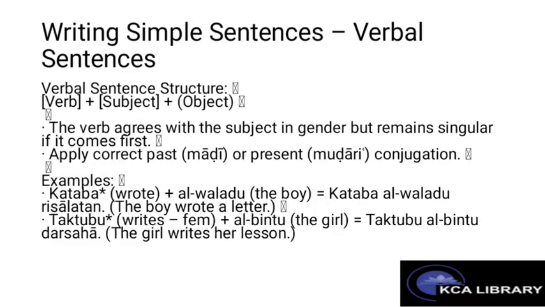Writing simple sentences. Verbal sentence. A verbal sentence starts with verb, subject, and object. The verb agrees with the subject in gender but remains singular if it comes first. Apply correct past, madi, or present conjugation. Kataba, wrote, al-waladu. Kataba al-waladu, the boy wrote.